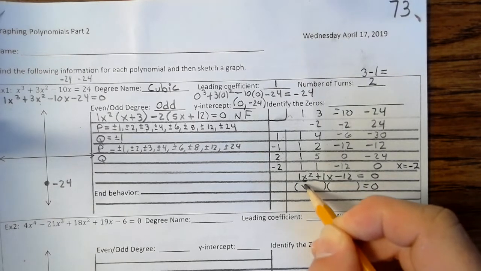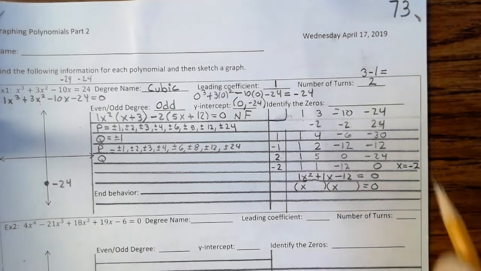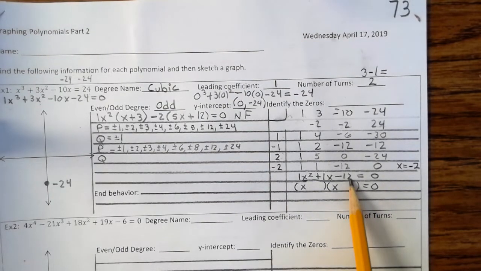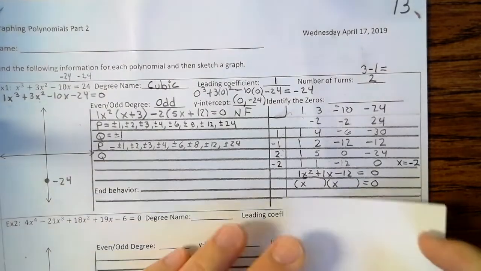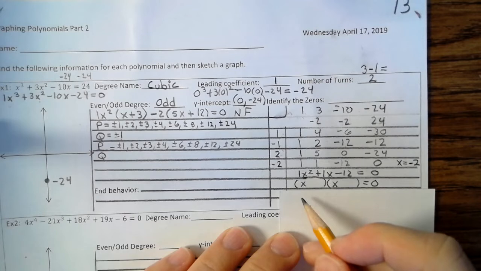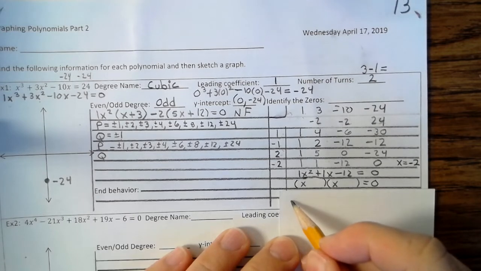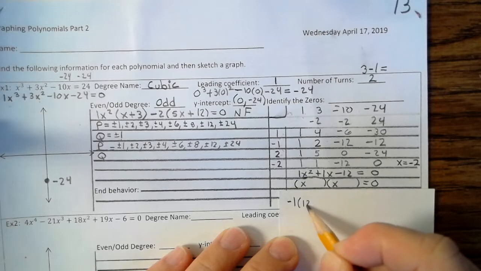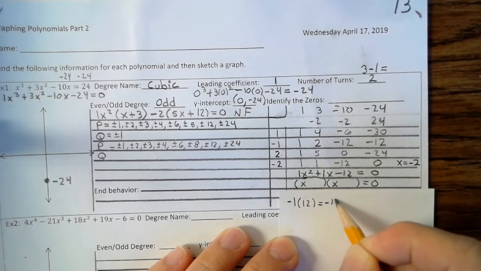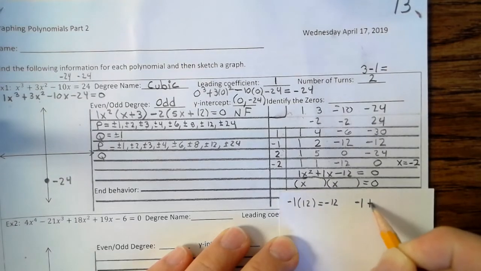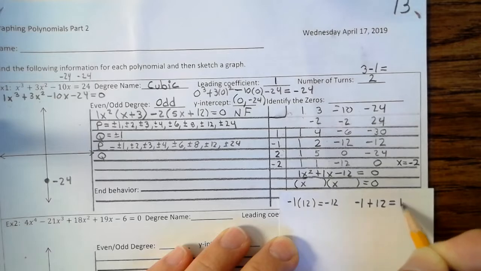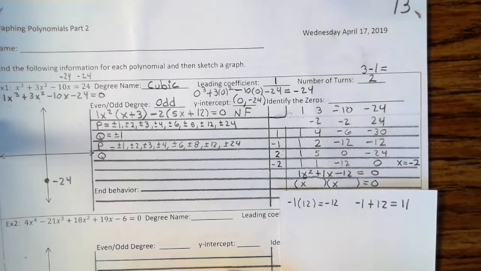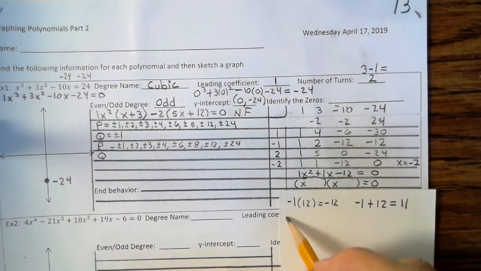We know x and x make x squared. And we need to find the combination that makes negative 12 and combines to be positive 1. So we know that -1 times 12 is -12. -1 plus 12 is 11. That didn't work because we're looking for a positive 1.